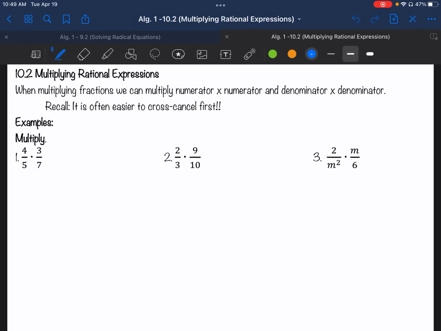Well, hello everyone. This is section 10.2 of Algebra 1, multiplying rational expressions. So last lesson we simplified rational expressions. This time we're going to work on multiplying them together.